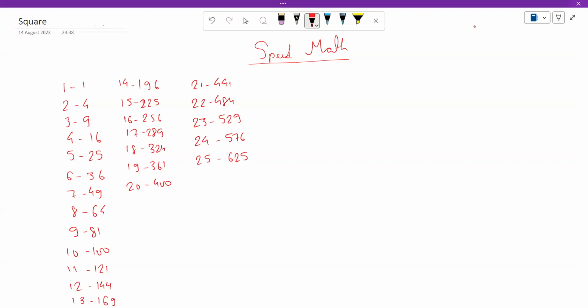For example, if I tell you to find the square of 26, it is one more than 25, so we'll go one less than 25. That is 24, 576, so it's 676. Again, for the square of 27, it is two more than 25, so we'll go two less than 25. That's 529, so it will be 729.